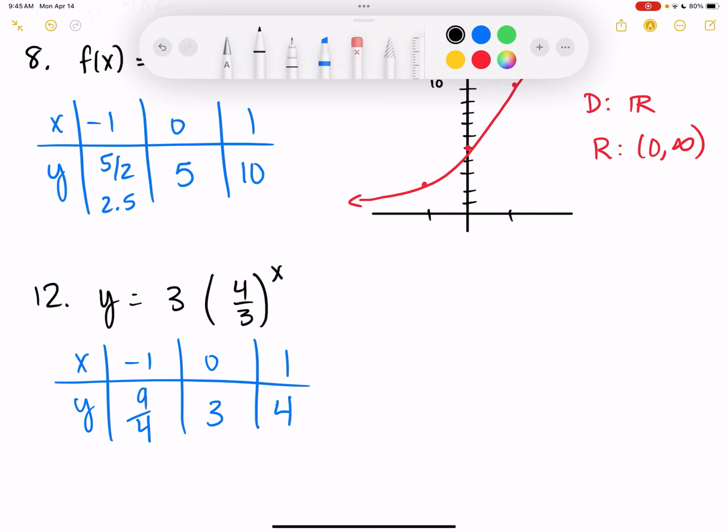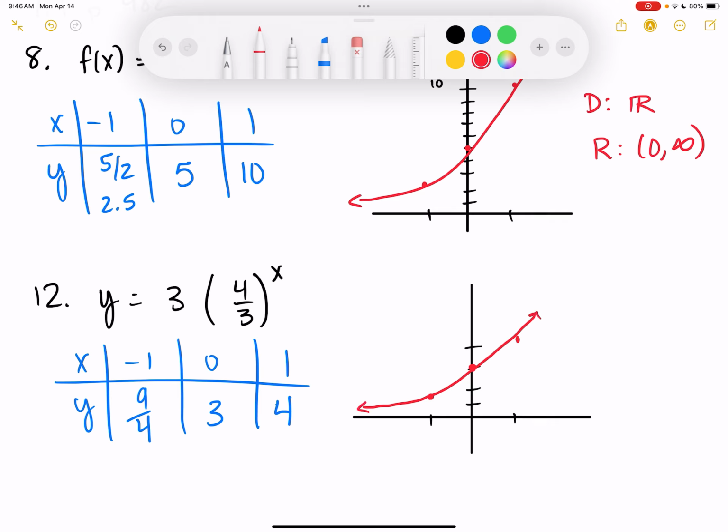So, set it up again. I just need to go up to 4 this time. So at -1, I'm at 9/4, so that's like 1 3/4 or something like that. At 0, I'm at 3. At 1, I'm at 4. And notice, because of how tight these numbers are together, it's not going to look super rounded, but I still want to try to make it look as rounded as possible. So it's just not happening.